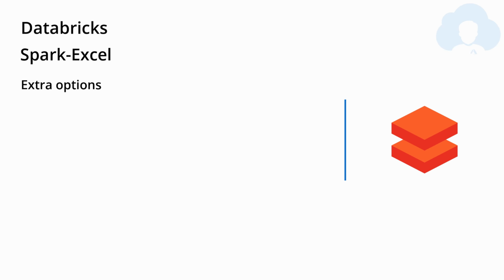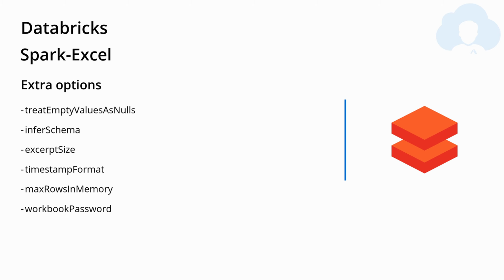I think that's it for today, but what I want you to remember is that Crealytics gives you a couple more extra options that we didn't talk about. First of all, you have treat empty values as nulls, so you can define what values should be treated as nulls inside of the Excel. You have infer schema, which you can use to control whether you want to automatically pick up the schema based on the data. An exercise allows you to pick how many rows the infer schema works on. Timestamp format allows you to specify the default format of the timestamp data within the Excel. Max rows in memory allows you to specify how many rows you want to process at a time.